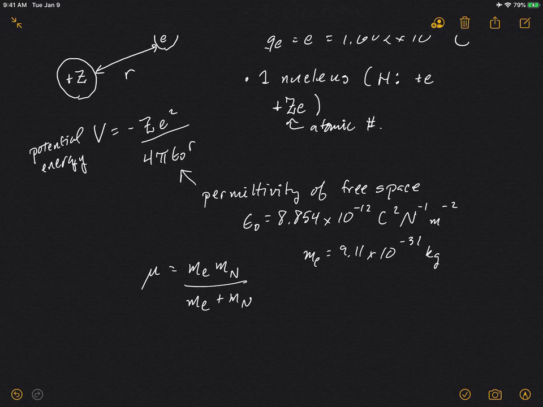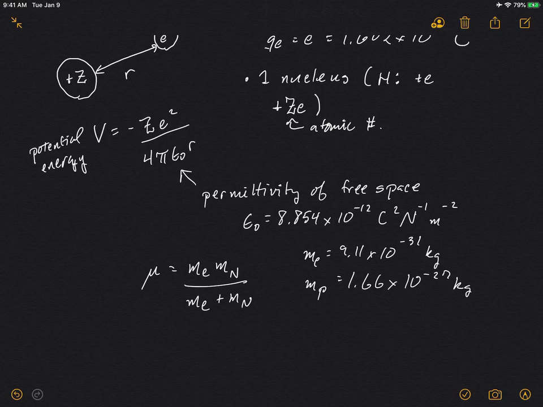Sorry, 9.1, yeah, 11 or 109, depending on how many significant figures you keep track of. And our mass of a proton, if we use that as our nucleus, is 1.66 times 10 to the minus 27 kilograms. So it's about almost 2,000 times heavier than an electron.